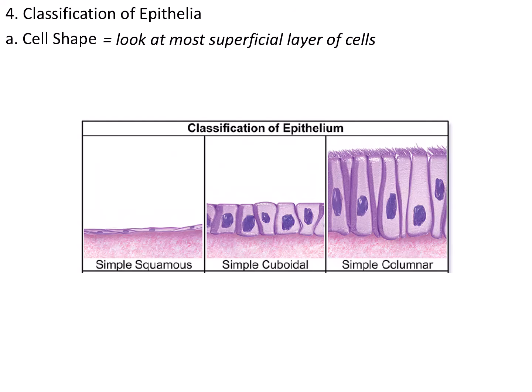Let's talk about how we classify epithelium. Epithelial tissues are classified based on 2 things. They are classified based on the cell shape and on the number of layers of cells that make up the tissue. When determining the cell shape, you want to look at the most superficial layer of cells. For example, for squamous epithelium, cells are thin and flat like pancakes. In cuboidal epithelium, the cells are small cubes, and in columnar epithelium, the cells are very tall and rectangular.